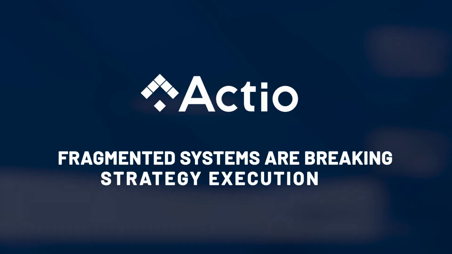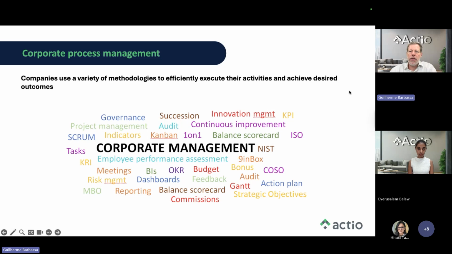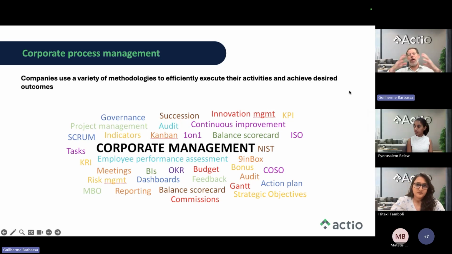Here we're focusing on strategy and performance, right? And when we talk about strategy and performance, there is a series of corporate processes that are part of this big umbrella that we call strategy and performance corporate processes. So we have governance, we have succession management, we have project management, audits, balanced scorecards, ISOs, certifications, innovation management, KPIs, OKRs, budgets, and so much more, right?